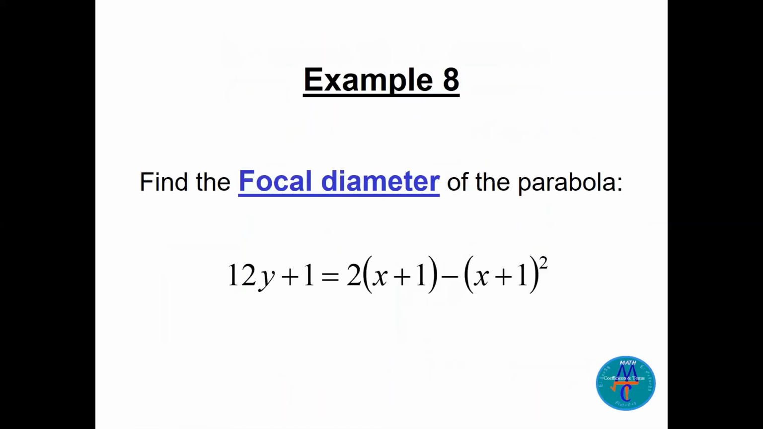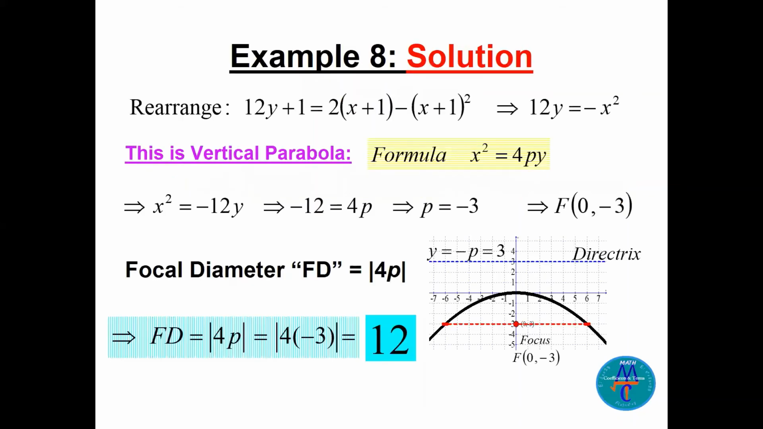Let's look at this nice example. Find the focal diameter of the parabola 12y plus 1 is equal to x plus 1 minus (x plus 1) squared. For sure, we have to rearrange it until we get P, correct? You can do it if you like, and then you can check. So when you expand this, you will get 12y is equal to minus x squared. So just compare this with x squared is equal to 4py. Here you have to multiply by minus 1 to make it similar to the formula we know. So minus 12 will be 4p, p will be minus 3.